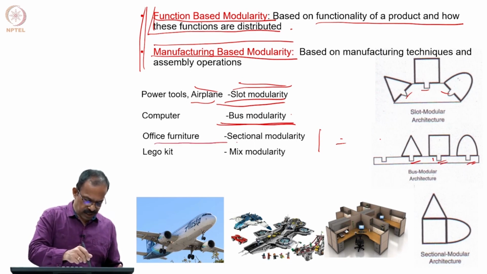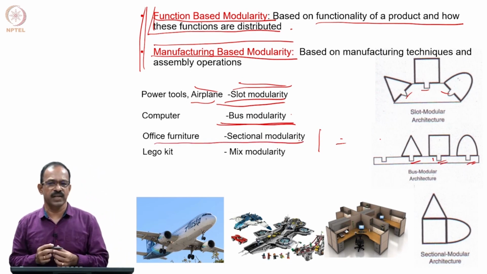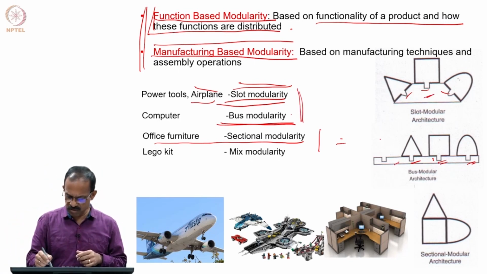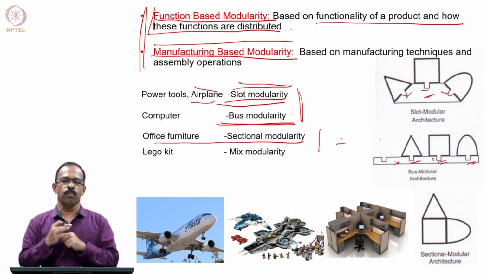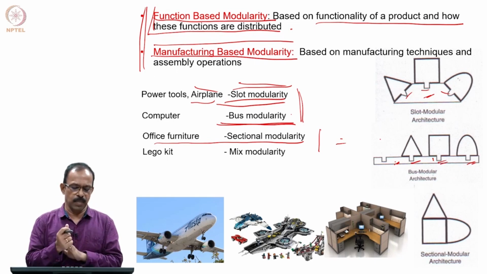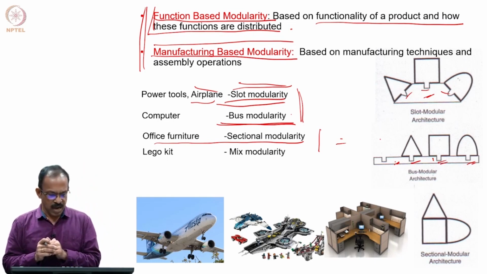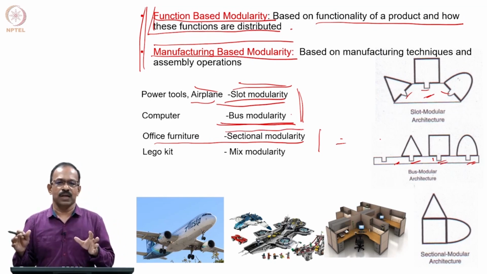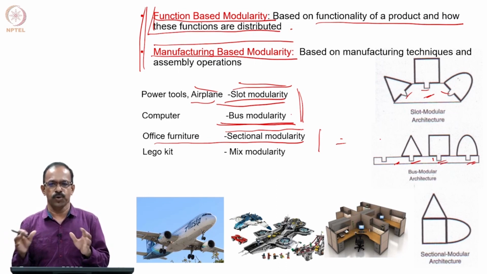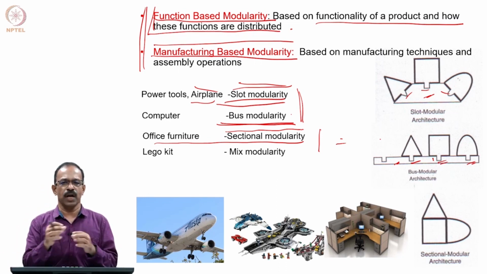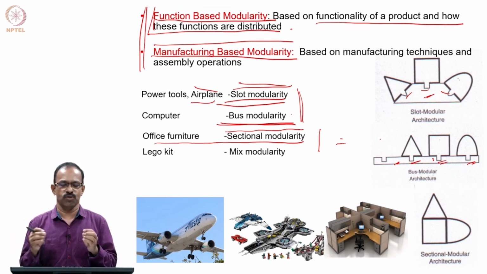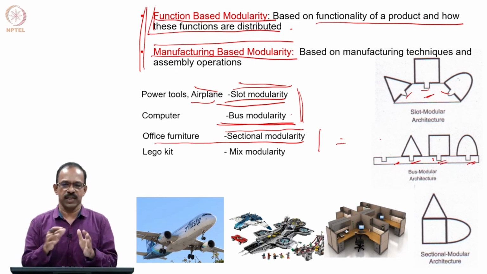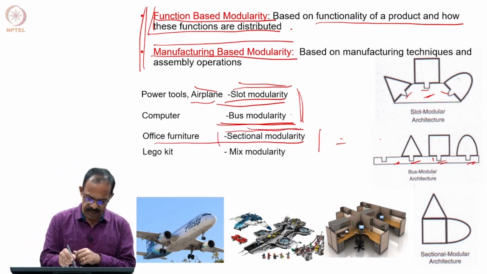Now, another architecture is known as the sectional modularity. In these two architectures you have a base platform, or a base structure to which you add the modules. That is the bus modularity and slot modularity. But in the case of sectional modularity there is no basic structure. Everything you have is a module. You have multiple modules, and when you combine all these modules you get a structure. There is no basic structure to which you add modules, but every module can become part of a structure. That kind of architecture is known as sectional modularity.